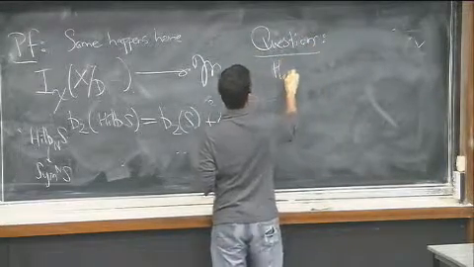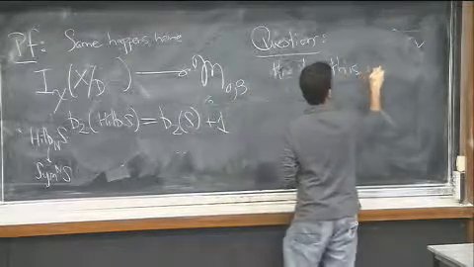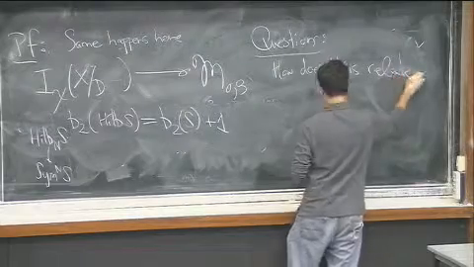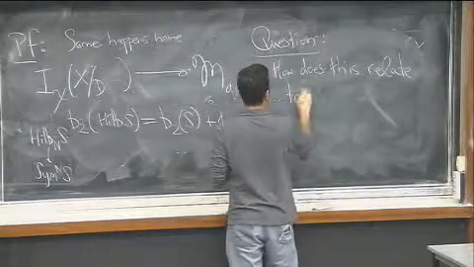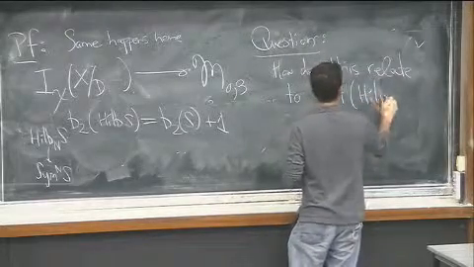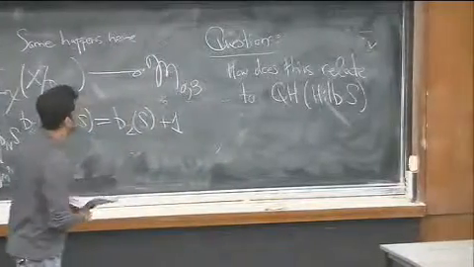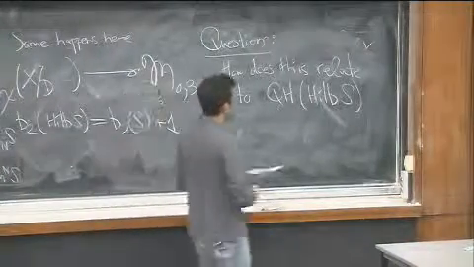how does this relate to the usual quantum cohomology ring?